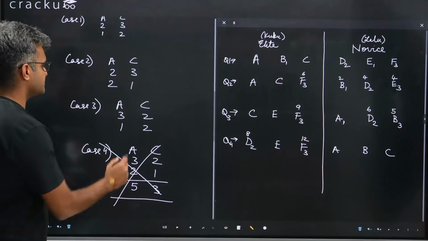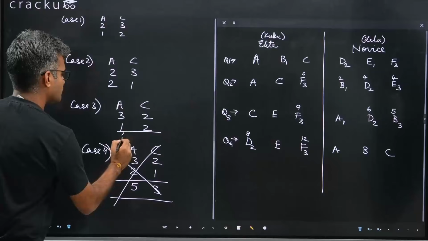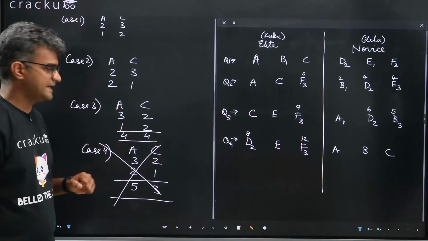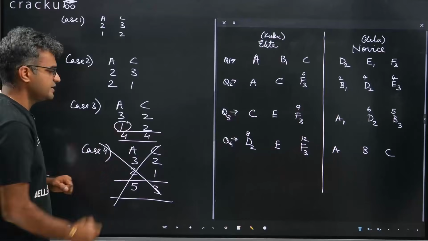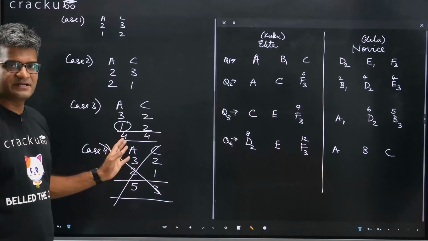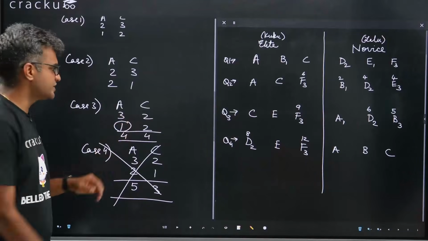In the third case, what is the total score? The total score of A is 4. Total score of C is 4. Who would have been demoted? A would have been demoted. Even though both of them scored the same, because A scored lesser in the latest quarter, A would have been demoted. So this case is fine.